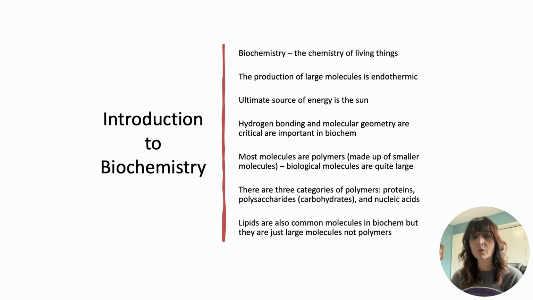Now, most of the molecules we're going to talk about are called polymers. Poly means many, right? And what that means is that it's made up of smaller molecules called monomers. Biological molecules tend to be quite large. There are three categories of polymers, and those are proteins, nucleic acids, and polysaccharides or carbohydrates.